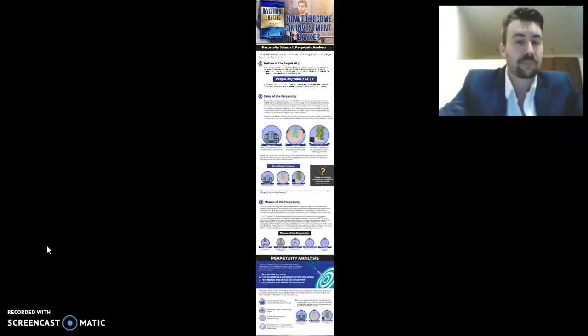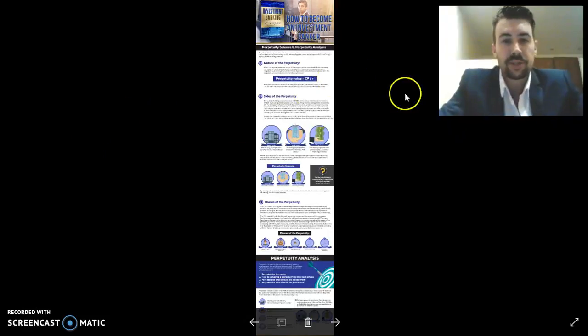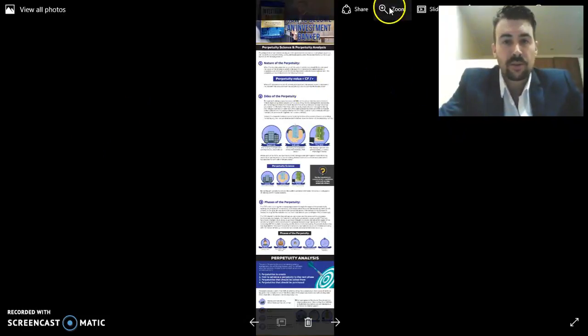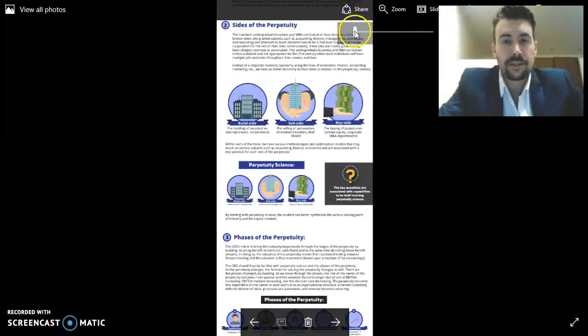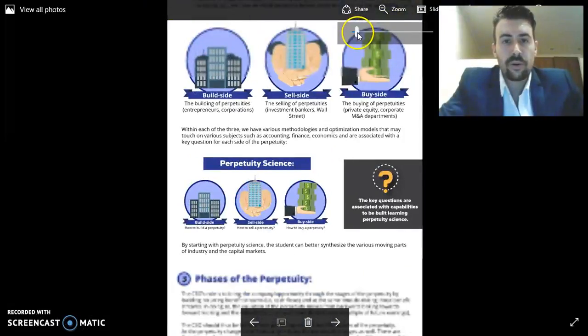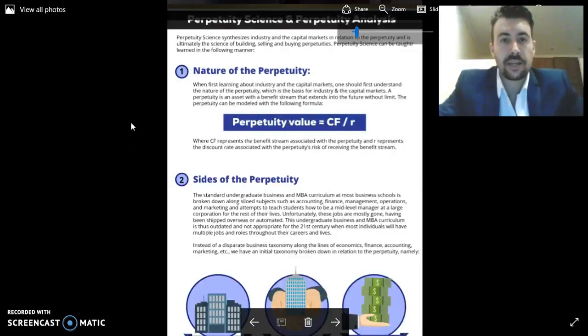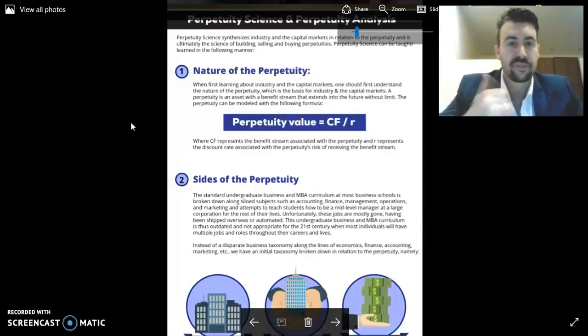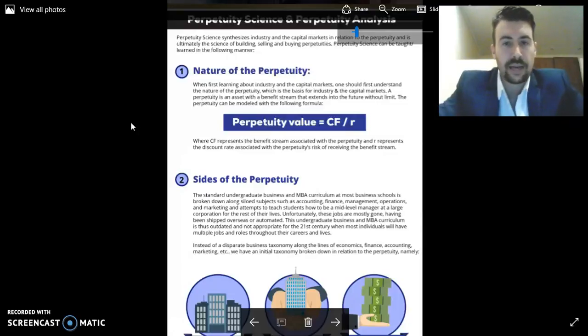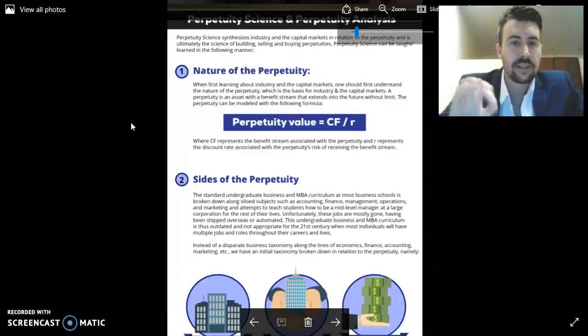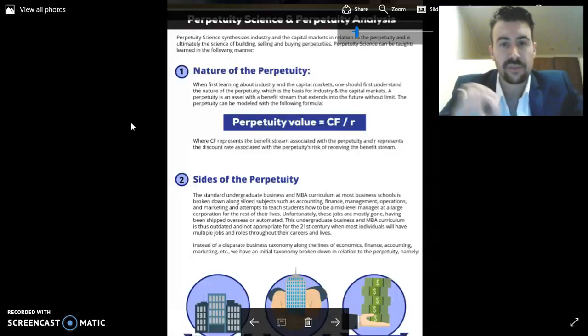We're going to break it down into three parts, and then we're actually going to go deeper into perpetuity analysis itself. So the first part of understanding perpetuity science is understanding the nature of the perpetuity itself. So when first learning about industry and the capital markets, one should understand the nature of the perpetuity, which is the basis for industry and the capital markets.